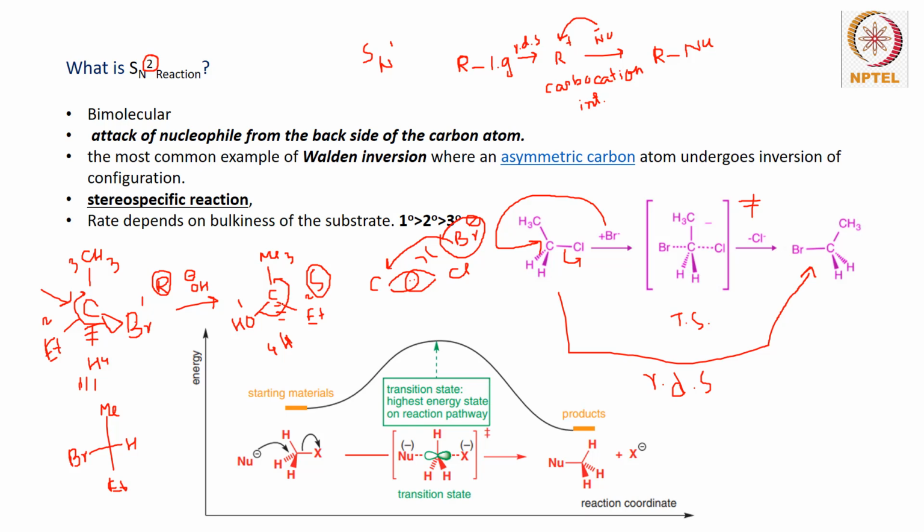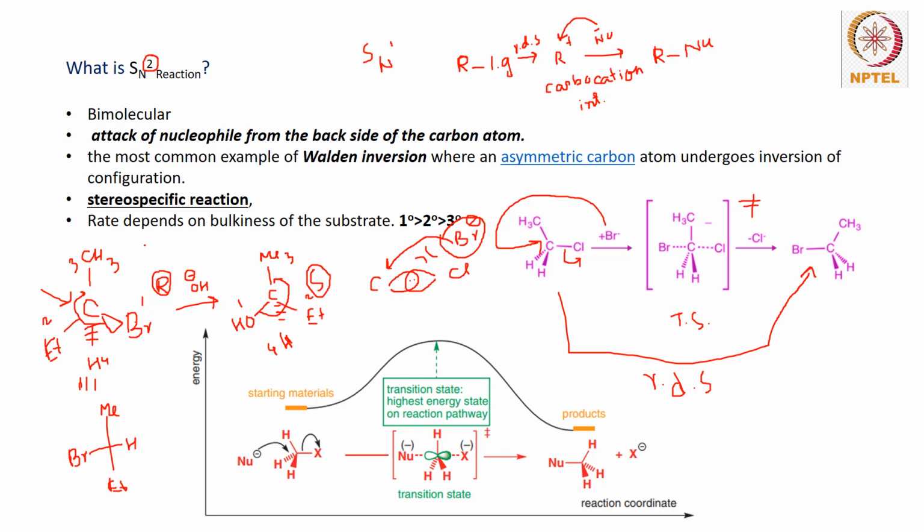But there is a difference between stereospecific and stereoselective. You always know the SN2 reaction is a stereospecific reaction. What is stereospecific? You will get a specific stereochemistry from a specific stereochemistry of a substrate. So if you know the stereochemistry of the substrate, the product stereochemistry will be fixed. It will not vary. That's why it is called a stereospecific reaction.